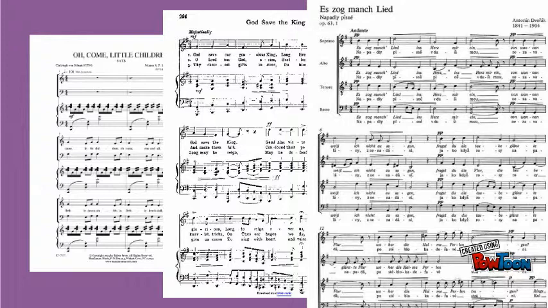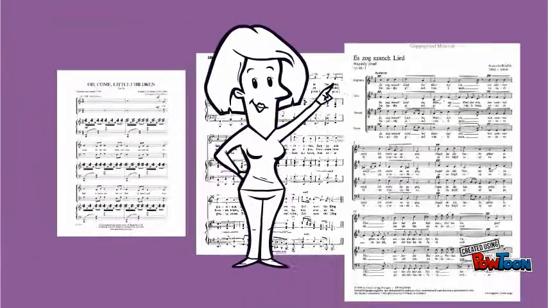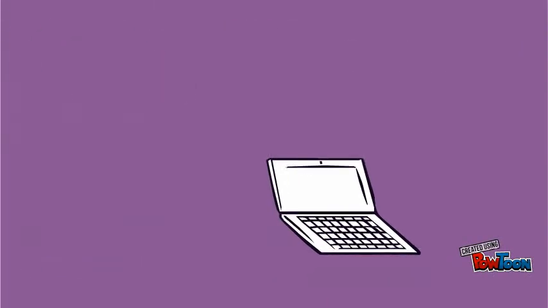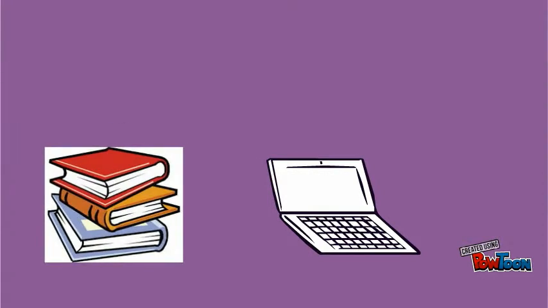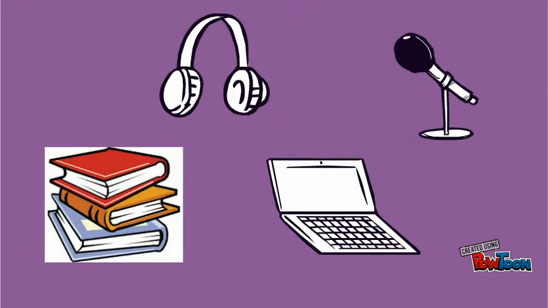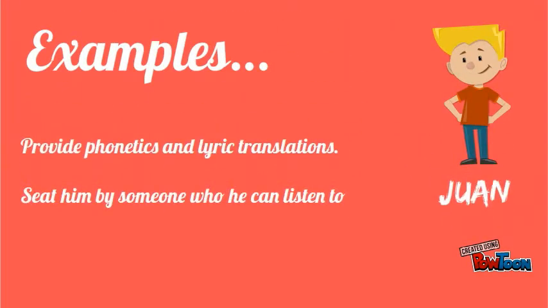Some ways for students to get information on music that teachers should have on hand include computers, written materials, audio information, and musical recordings. Take a student named Juan, for example. Juan struggles with the English language because his native language is Spanish. It would be important to provide him with the phonetics for the English songs as well as a Spanish translation of the lyrics so he understands what he is singing about.